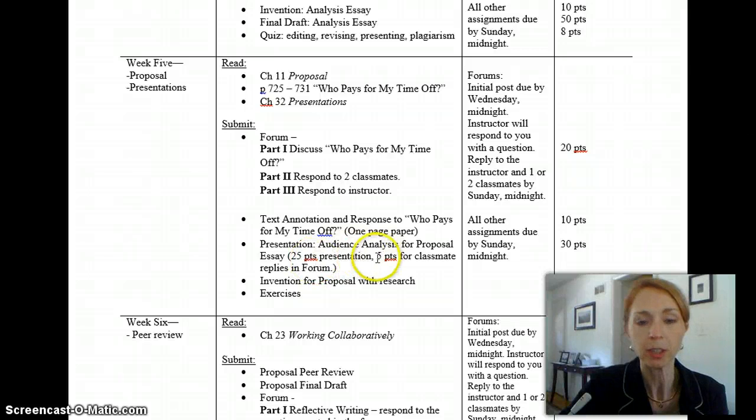The presentation is worth 30 points overall. It's 25 points for the presentation and then 5 points for classmate replies in the forum. So please see details in the forum about that. And your invention is due for the proposal. You'll note that your proposal is not due yet this week. It's due next week. So you're analyzing your audience for that proposal and getting your invention ready. And then you have some weekly exercises.